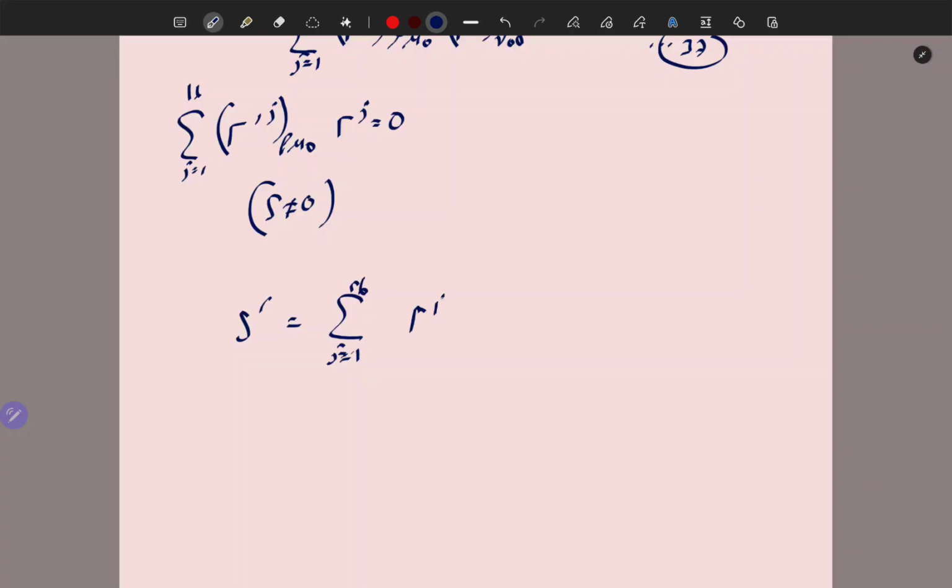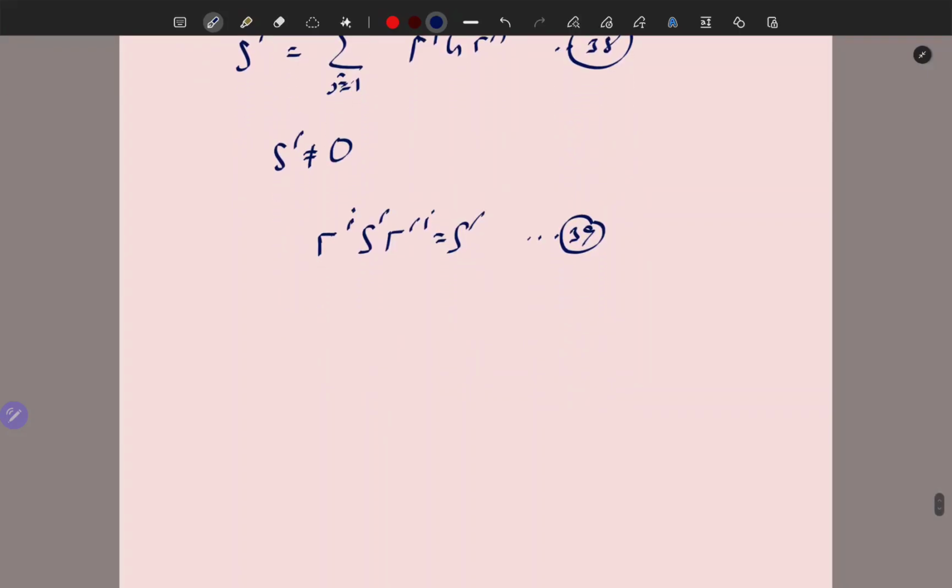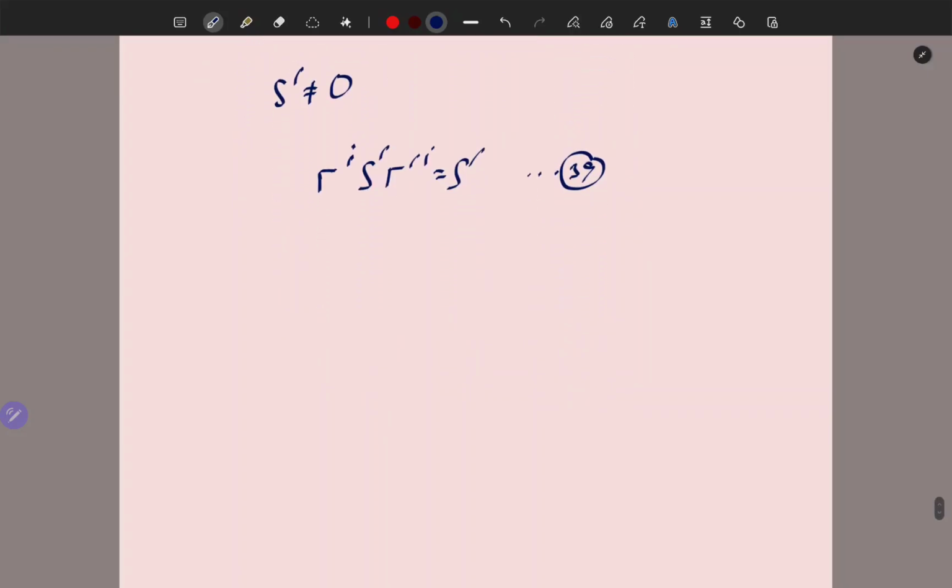equal to the summation over I equal to 1 to 16 of γ_I G γ'_I, equation 38, where G is arbitrary. By similar reasoning, G can be chosen so that S' is not equal to 0. By the step which led to equation number 34, we can find γ_I S' γ'_I equal to S'. This is equation number 39. From equation number 34 and 39, using the property B, we have γ'_I S equal to S γ_I, and γ'_I S' equal to S' γ'_I.